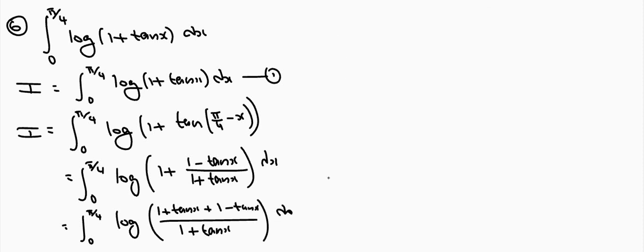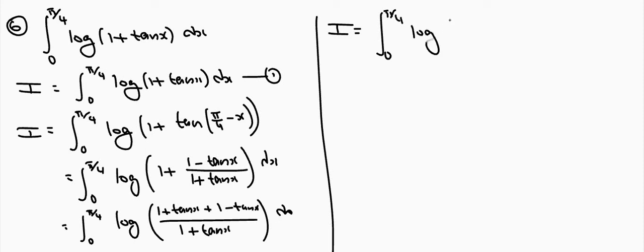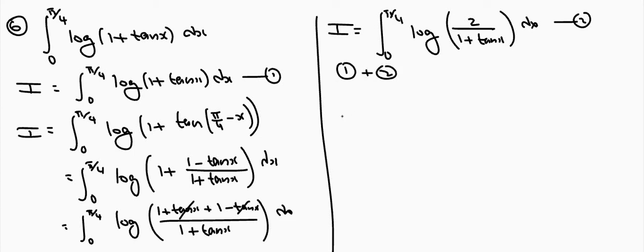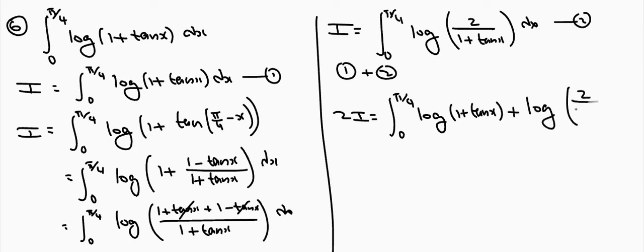We get I equals integral 0 to pi by 4 log of, tan x minus tan x will get cancelled. Then we get 2 by 1 plus tan x. Let it be equation number 2. Adding 1 and 2. 1 plus 2, we get 2I equals 0 to pi by 4 log of 1 plus tan x. Then first integrand plus second integrand is log of 2 by 1 plus tan x whole dx.